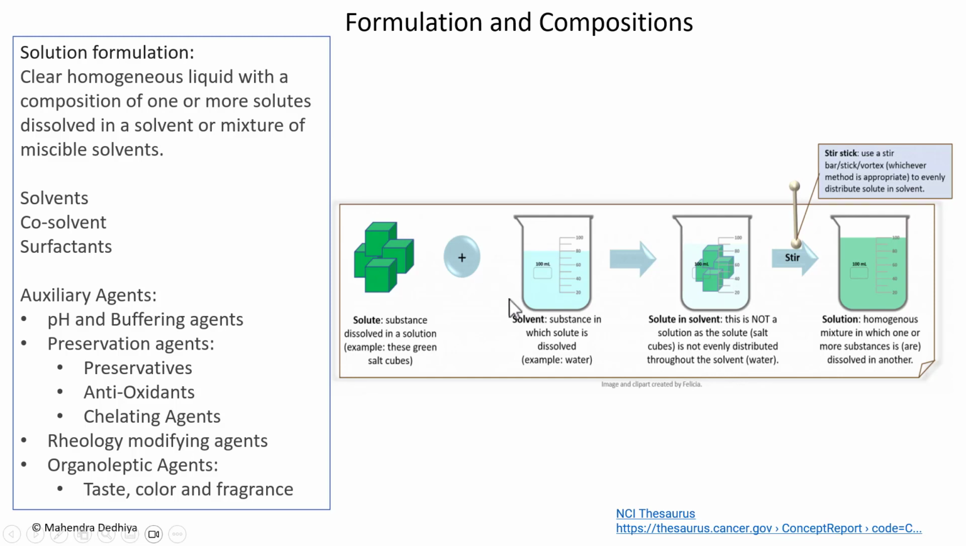So let's look at a simple diagram here. Solute is a substance that dissolves into solution, in this case shown as a salt cube. If we just add it to a solvent, shown here, this is not a solution at this stage. It is not evenly distributed. Once we mix it or energy is applied and it becomes homogeneous, we refer to that as a solution. In processing, we use mixing.